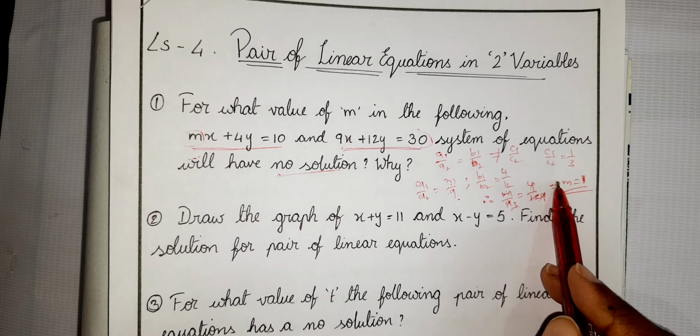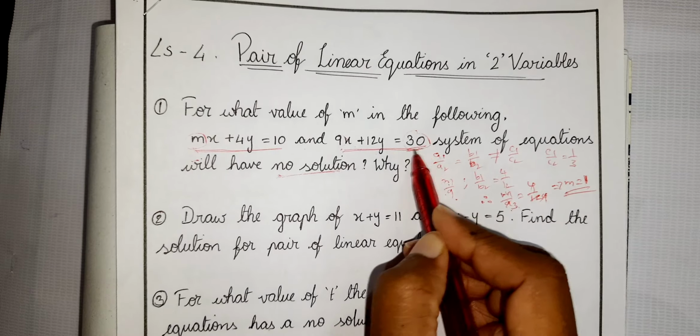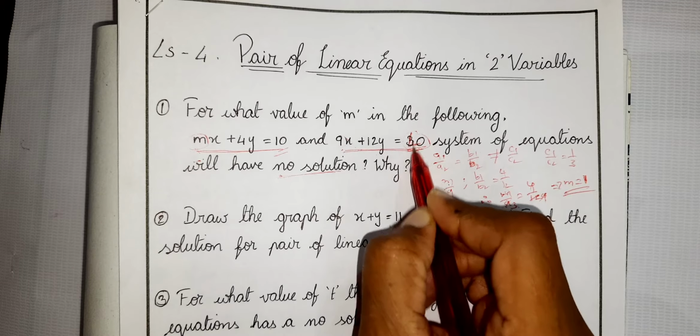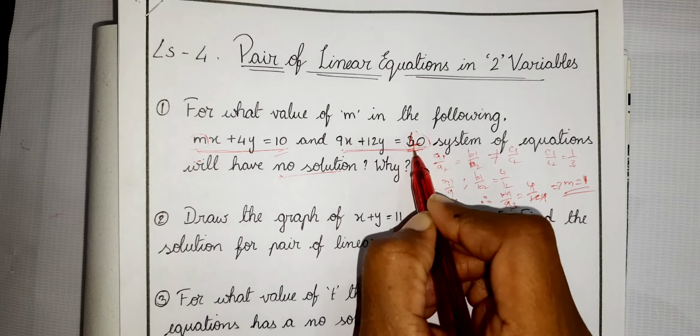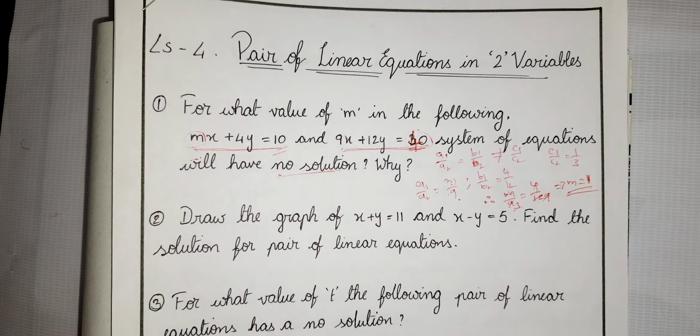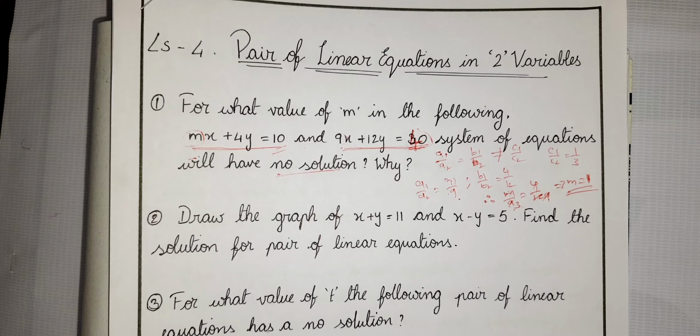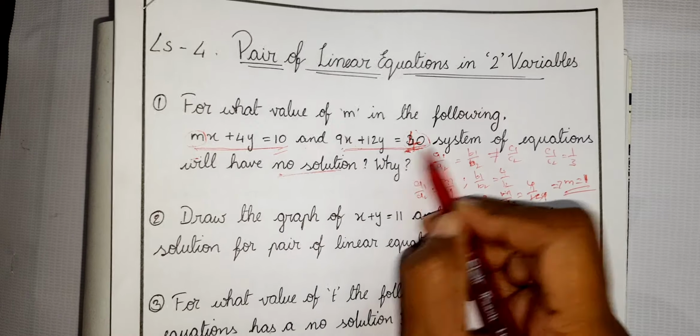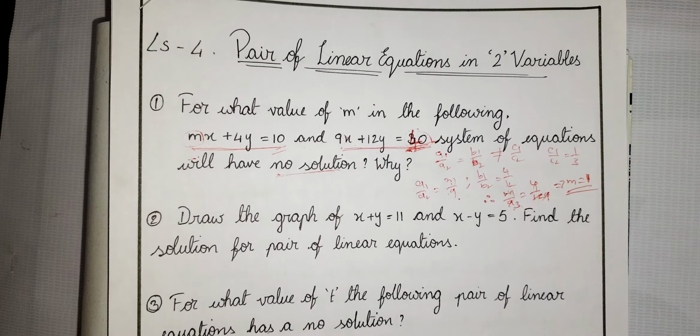So maybe there is some difference in the question. Let us make it 90, 40 here. Because if you have again 10 and 30 as C1 and C2, then there are infinitely many solutions. So please correct this question.